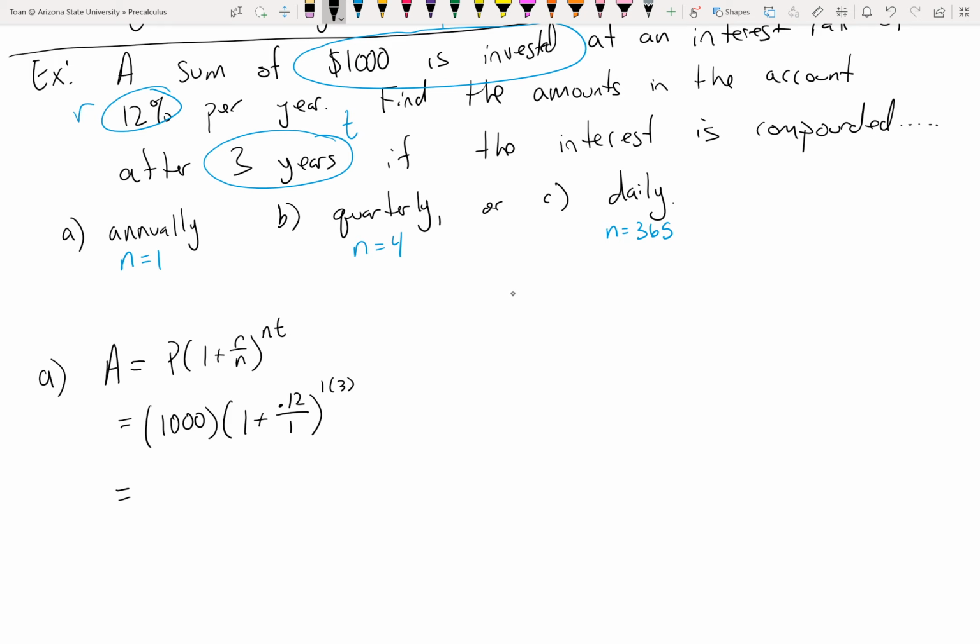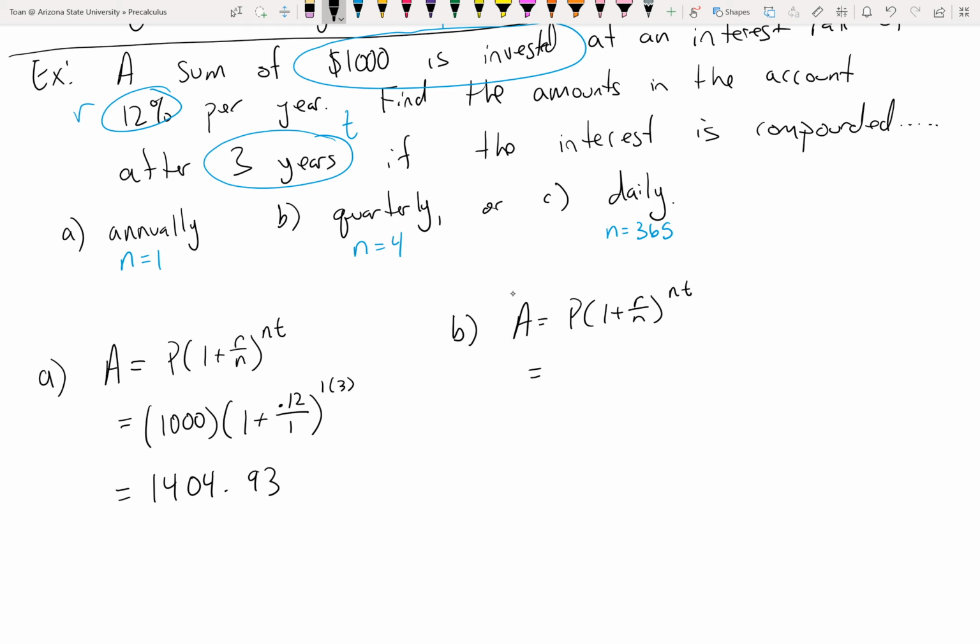Now, when it comes to rounding, when we're talking about money, always round to the cent. So that's going to give you about $1,404.93. If we did part B, again, it's the same formula.